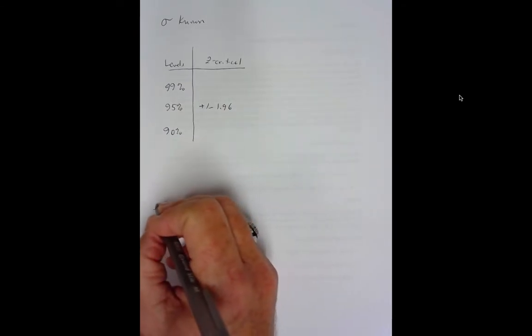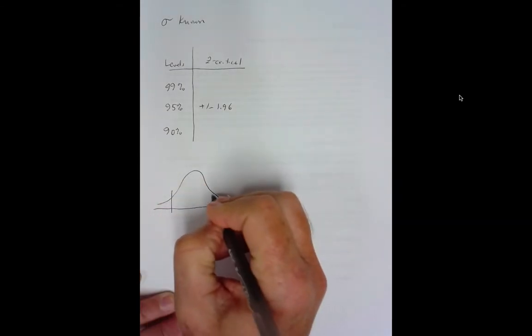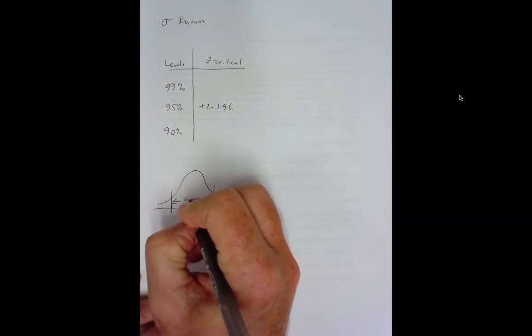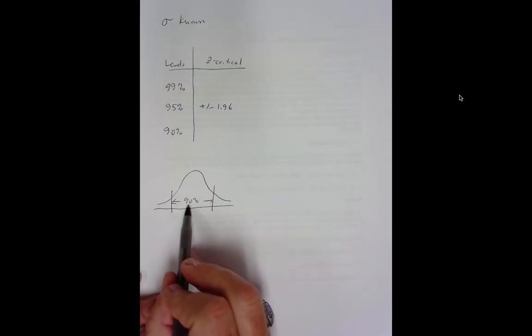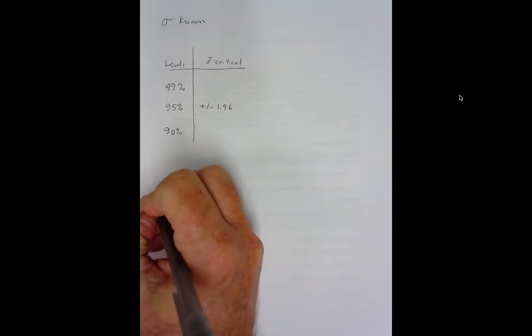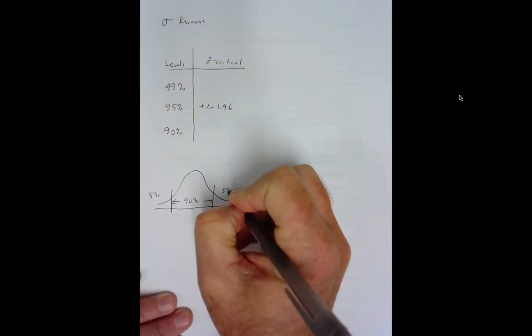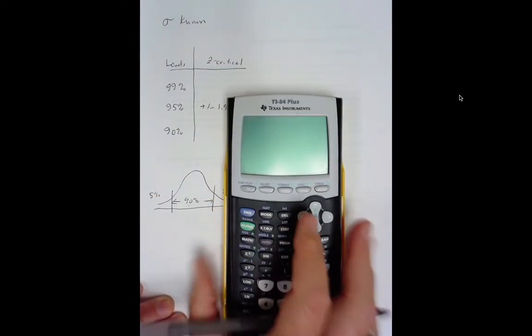So, guys, very quickly, let's just come down here and do the 90 first. So we know between two values, we have 90%. So how much are we missing? We're missing 10%. Put half here, half here. And we should be able to quickly do that with our calculator, just like we did before.